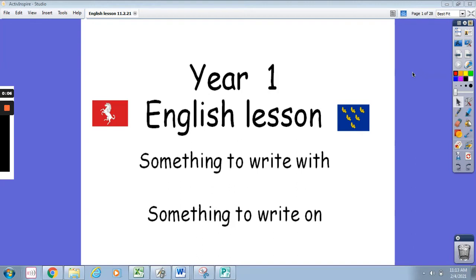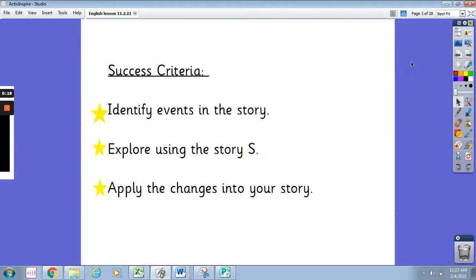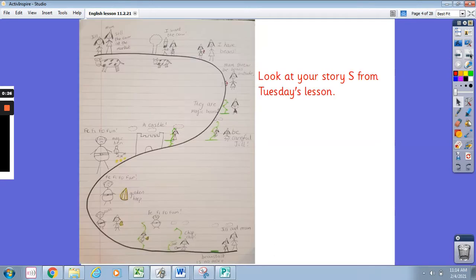Make sure you have something to write with and something to write on so we can write down ideas and join in as we're going along the lesson. The learning objective today is to write a story with a beginning, middle, and an end, and the success criteria is to identify events in the story, explore using the story S, and apply the changes into your story.